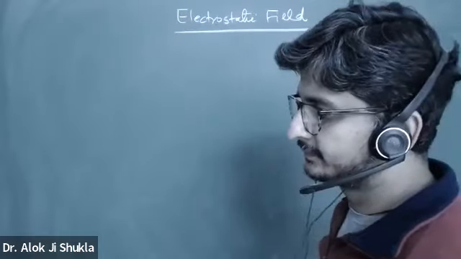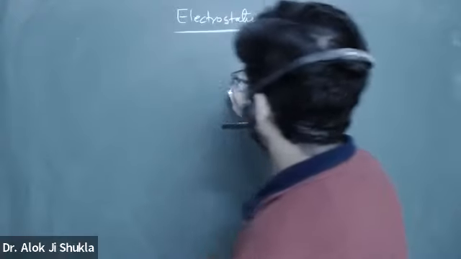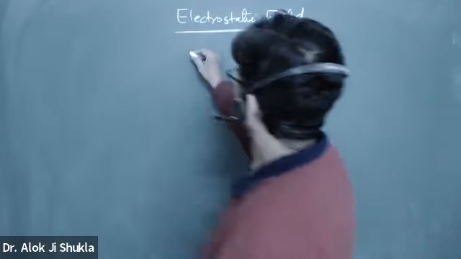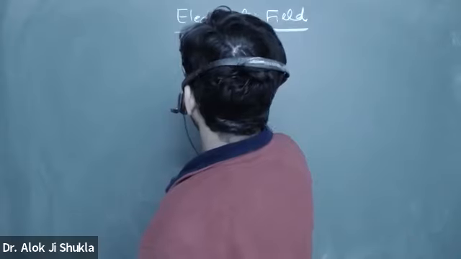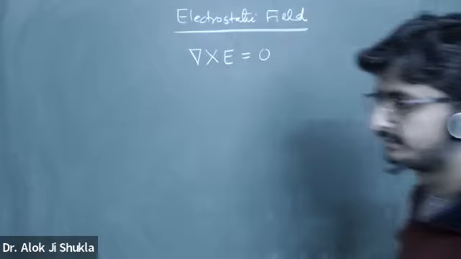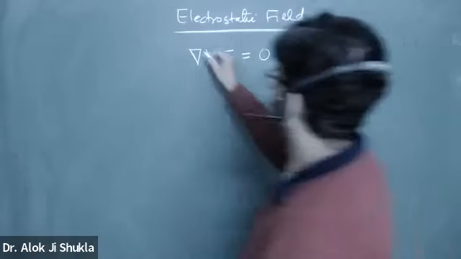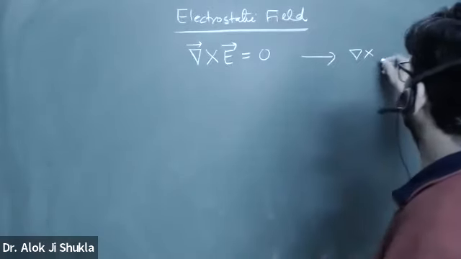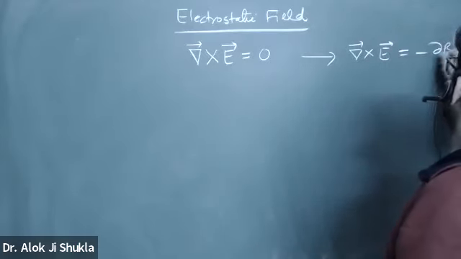Electrostatic field, you are studying, right? Yes, sir. So the electrostatic field will have a very important property, because the curl of the field, curl of E, will always be 0 for any electrostatic field. Later on you will know that in Maxwell's equation, del cross E is actually minus del B by del t.